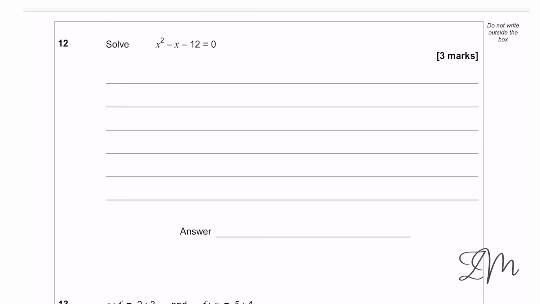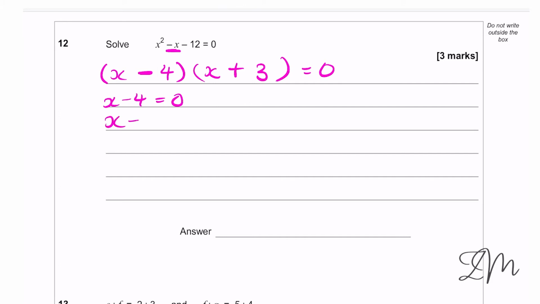Okay, we've got a factorisation to solve. This one's an easy one. So we put two brackets in. Got x and x. 12, factors of 12 with a difference of 1. So we're going to have 4 and 3. That's going to be minus. So we want the bigger number to have a minus sign in front of it. And we're saying this equals 0. That means x minus 4 equals 0, or x plus 3 equals 0. And this gives us x equals 4 or x equals minus 3. So those are your two answers.